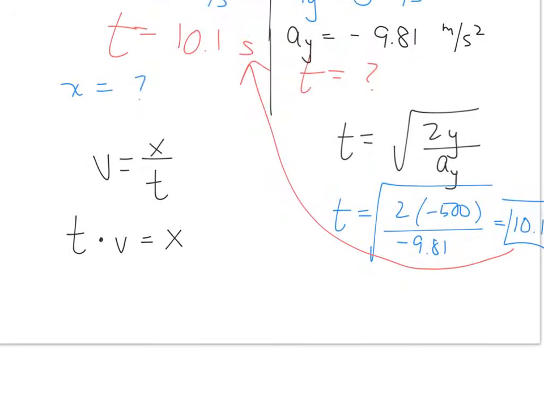186 times 10.1. What do you get? 18? 18. 1,086 times 10.1 is 1,878.6.